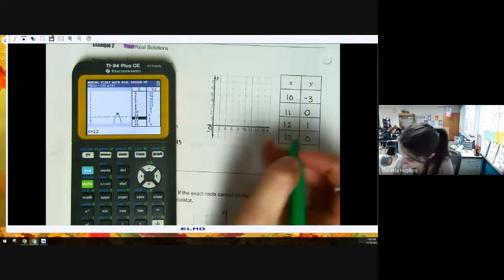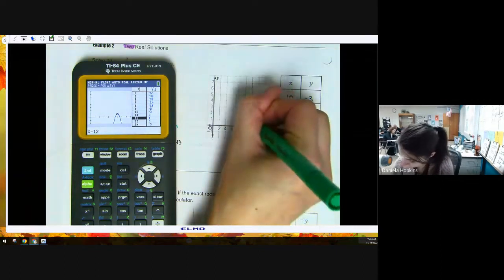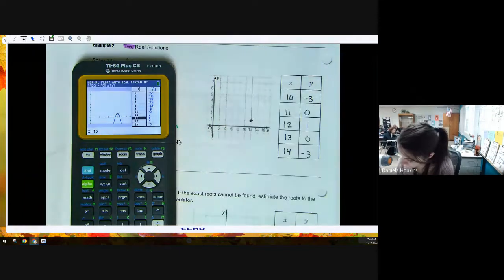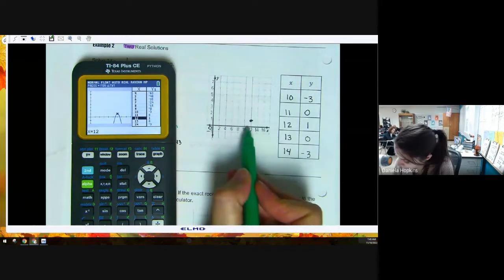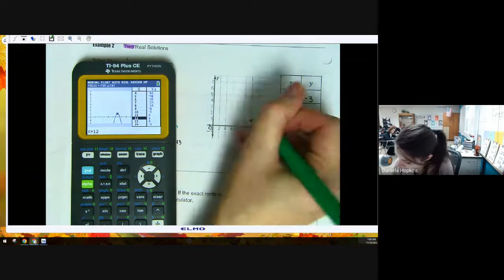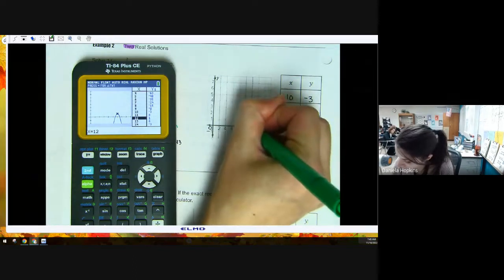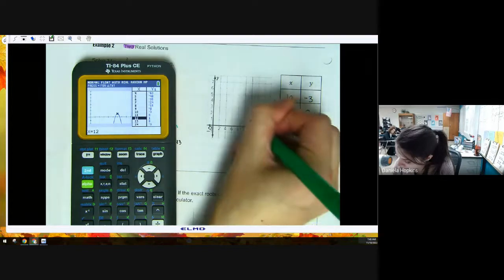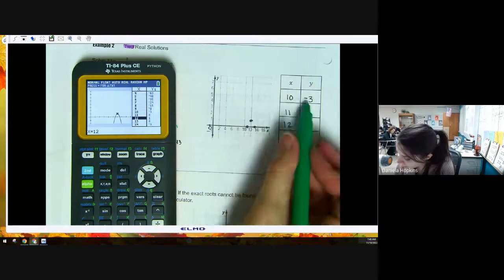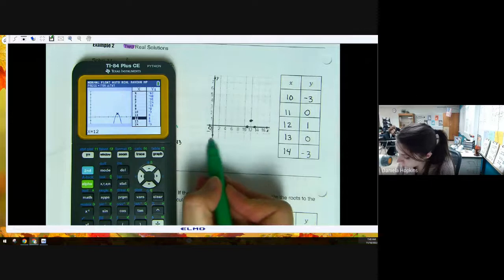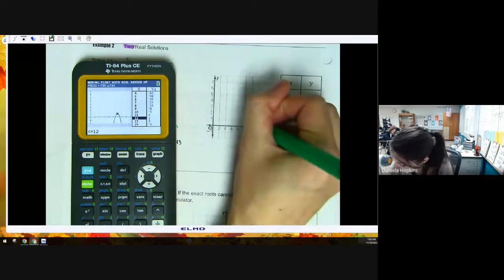So at 12, I'm at 1. Be careful here at 11, so that's halfway between 10 and 12, I'm at 0. At 13, I'm at 0. And then, like I said, we really can't graph the 10, -3 because this only goes to -2. So this is enough.